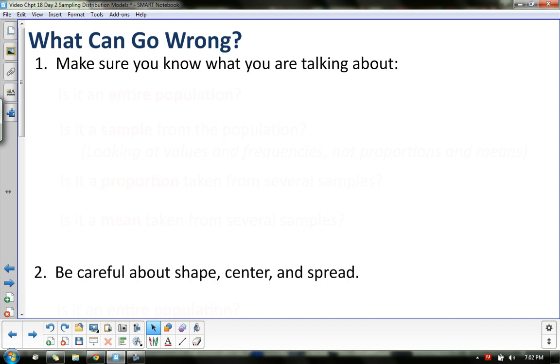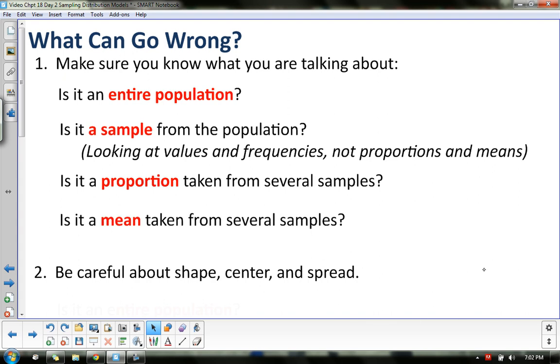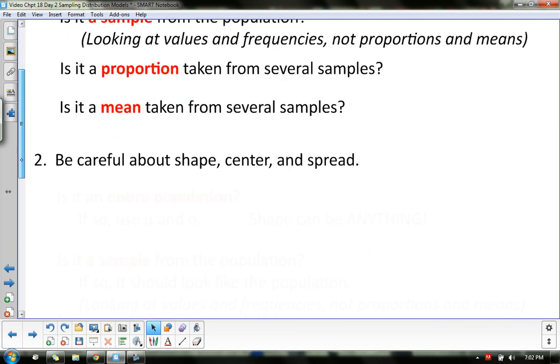So there's a lot that can go wrong here. You have to make sure that you know what you're talking about. In statistics, that's what it's all about. Do I even know what I'm dealing with here? You can't make it up. You have to know, are you talking about an entire population, in which case you could use mu or p hat and just straight up sigma? But if it is a sample, and we're looking at either values or frequencies, not true proportions or means. The proportion could be taken from several samples, or is it a mean taken from several samples? Those are going to be slightly different situations. We'll handle each of them separately.